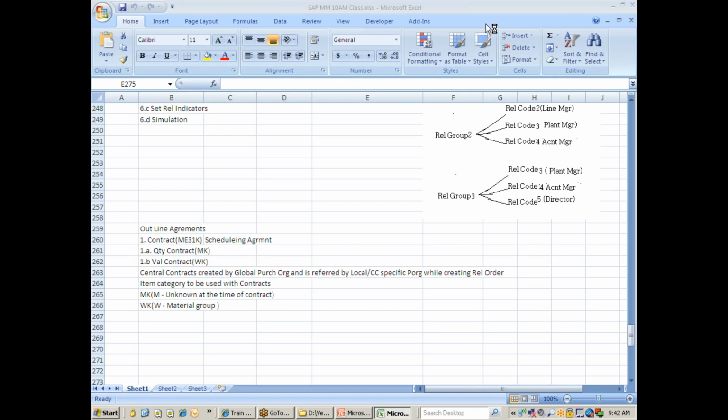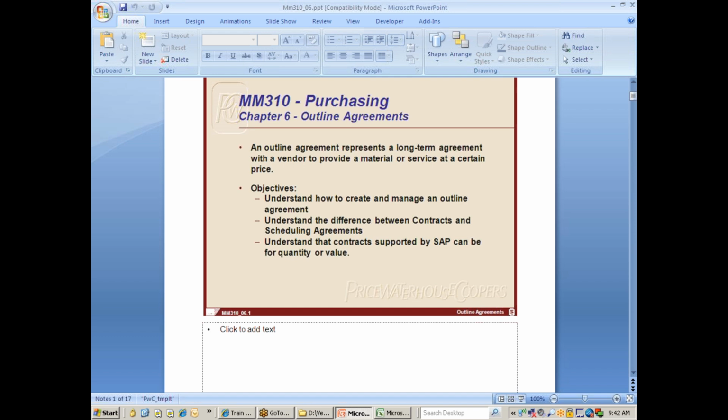Okay, I think what we were discussing was we have created the contracts yesterday. We have created a normal contract. We have created a central contract, and we also have created something called a quantity contract with item category M, that is material unknown. So we have a different type of contract. Okay, so that is what we call a value contract. Let's go and try to discuss what is a value contract.